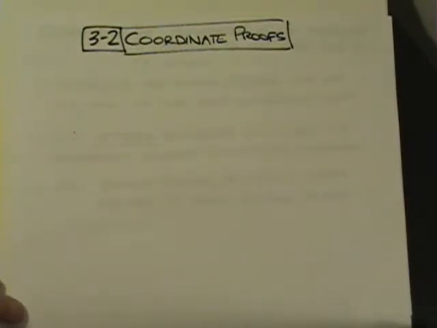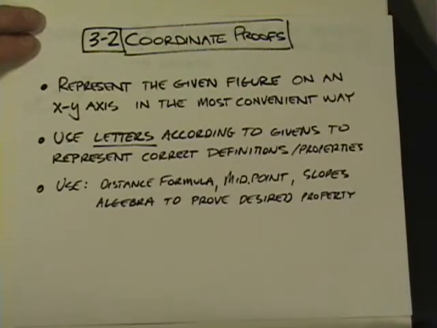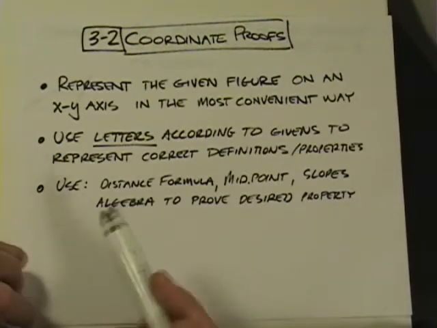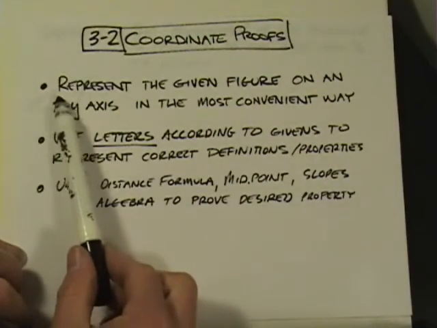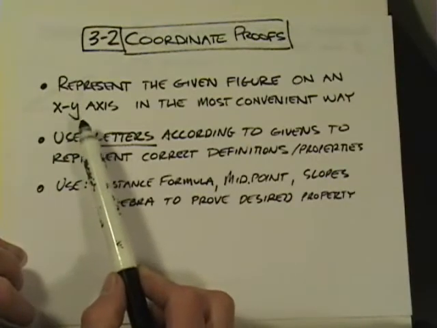We are on to 3-2 coordinate proofs. Very similar to 3-1, only we are using an XY coordinate system to do these proofs. Alright, there's a few basic rules here. You can maybe copy these down. When we play this game of proof, we are going to be representing any given figure on an XY axis. I'll show you an example in a minute.